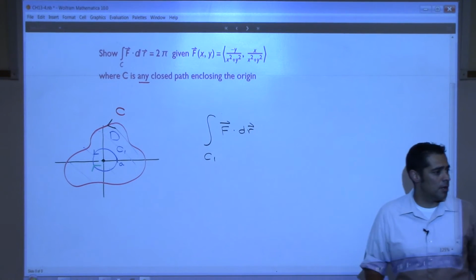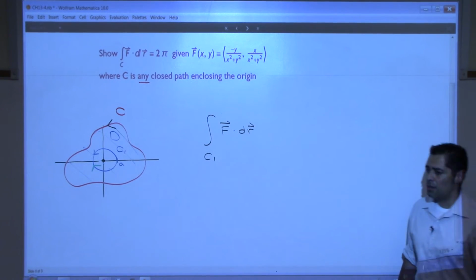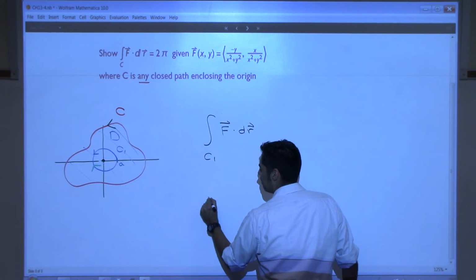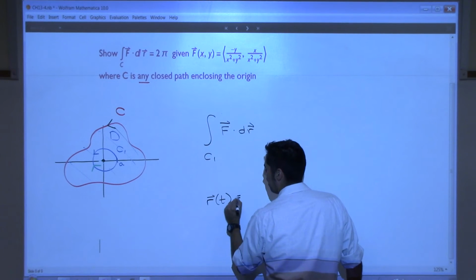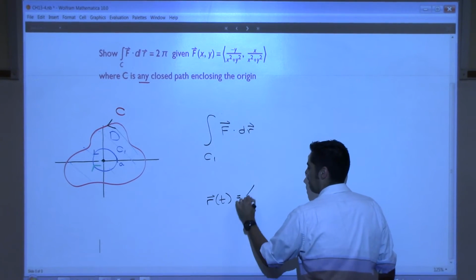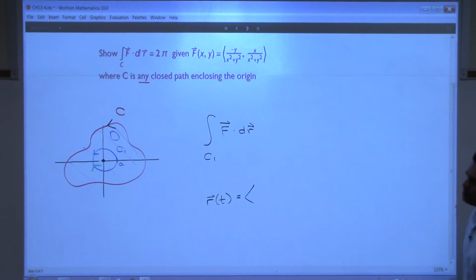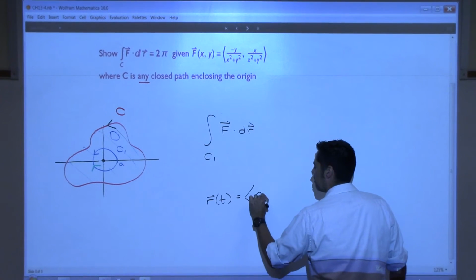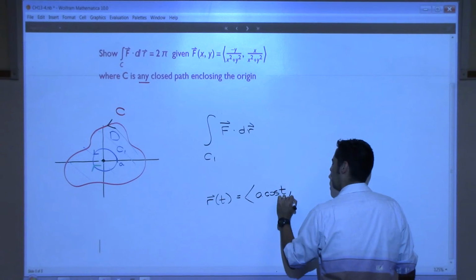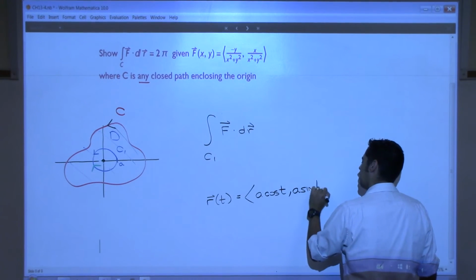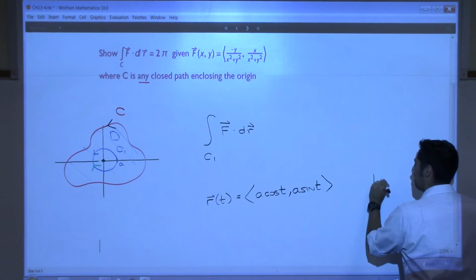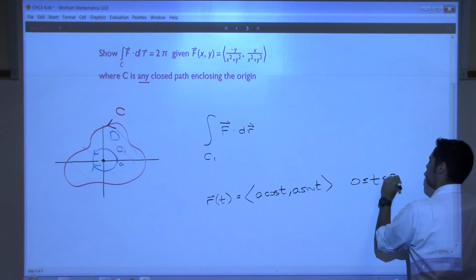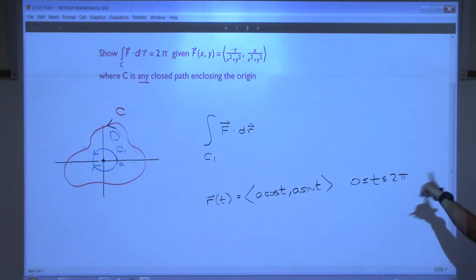You want to define C1 as a curve? So let's draw C1. To draw C1, I use a vector function, right? What's the radius of that circle? a. So a cosine t, a sine t. That should draw me the curve. t, of course, is bounded between 0 and 2 pi. So that'll draw me that circle, radius a.